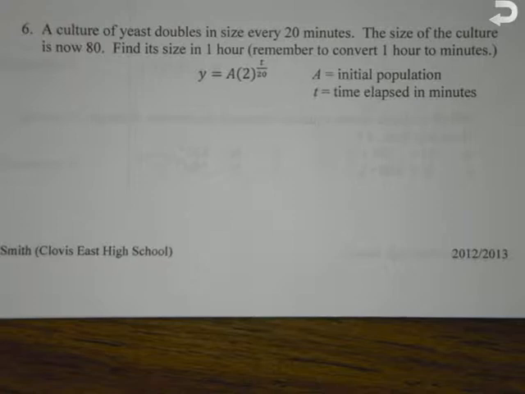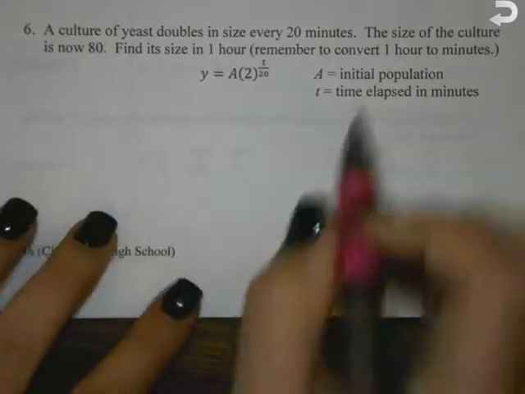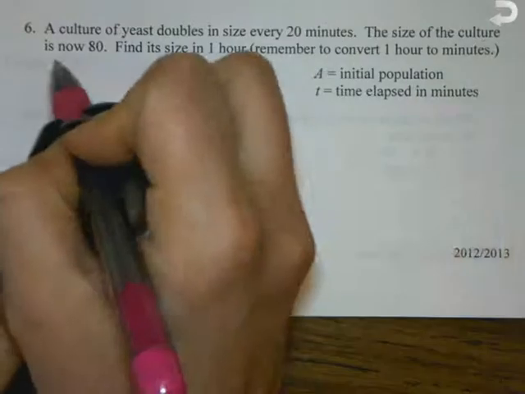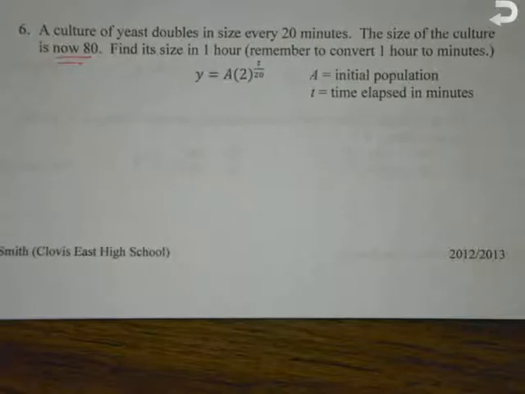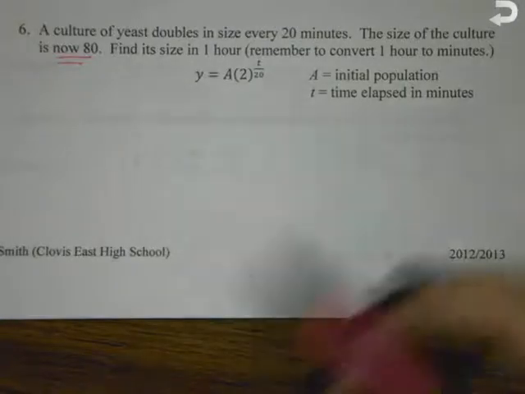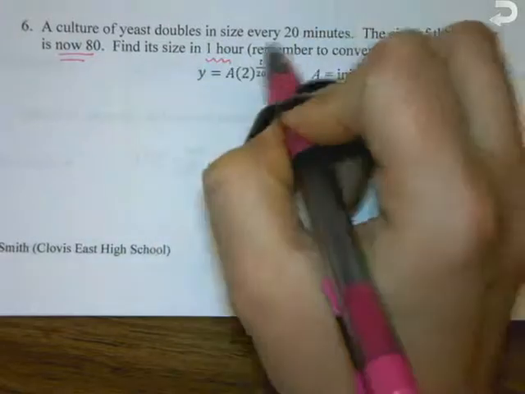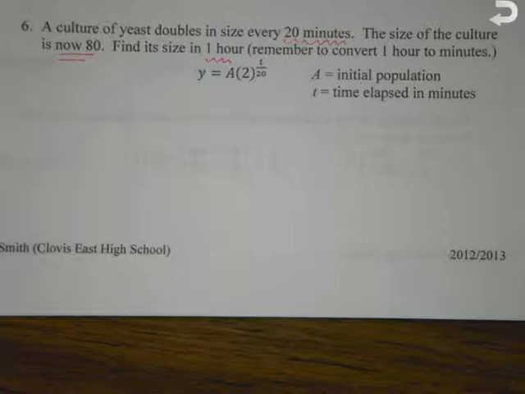Okay, this time we're growing. So number 6, a culture of yeast doubles in size every 20 minutes. The size of the culture is now 80. So we're starting with 80. Find its size in 1 hour. And then it tells you, remember, to convert your hour to minutes because it tells us that it's doubling every 20 minutes. So we have to keep everything in minutes. How many minutes is 1 hour? 60. So it's actually going to be 60 minutes.